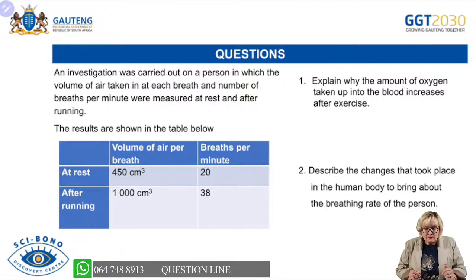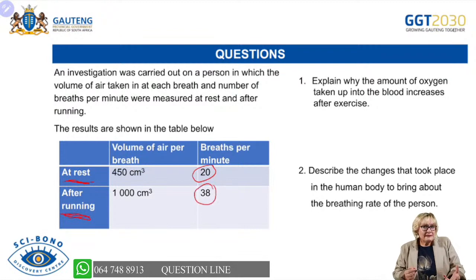We have in the table 2 situations. At rest, so when this person was sitting, and then just after running. If this person was sitting, the number of breaths this person is taking is 20. And then after running, it's almost double. It's 38 now. So you can immediately see when this person was at rest, the breathing was normal, slow. But after running, there is very fast breathing, because the number of inhales has increased.